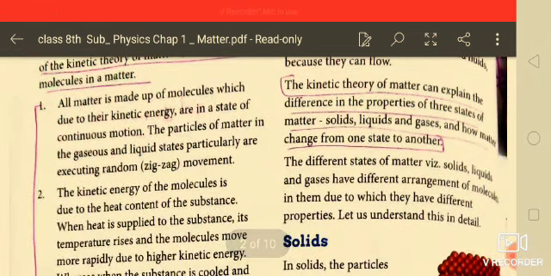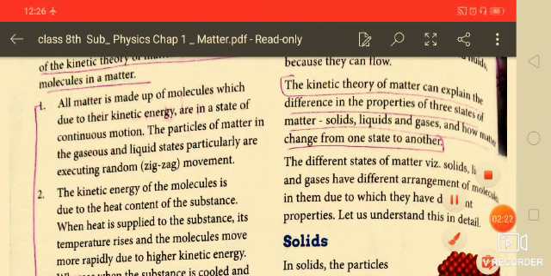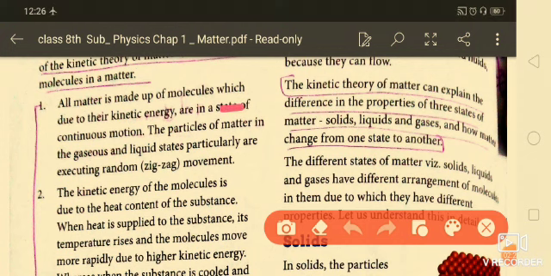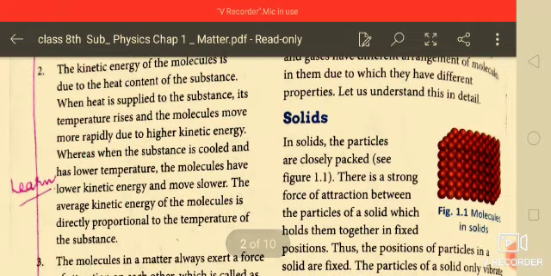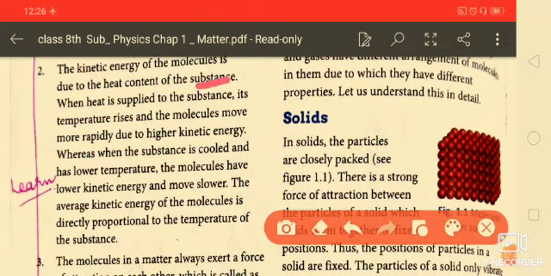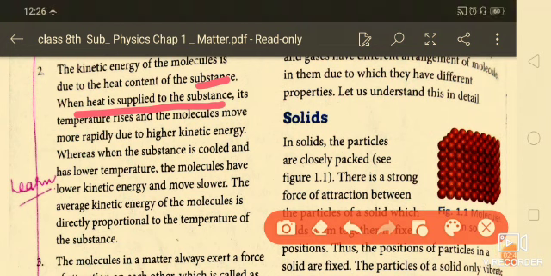here. All matter is made up of molecules which, due to their kinetic energy, are in a state of continuous motion, and the particles of matter in the gaseous and liquid states execute random, that means zigzag, movements. The kinetic energy of the molecules is due to the heat content of the substance. When heat is supplied to the substance, its temperature rises and the molecules move rapidly due to higher kinetic energy.